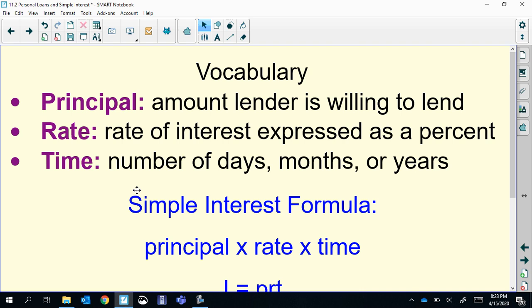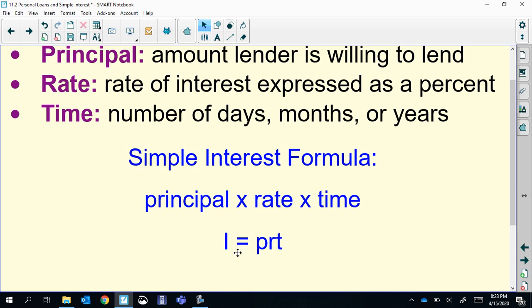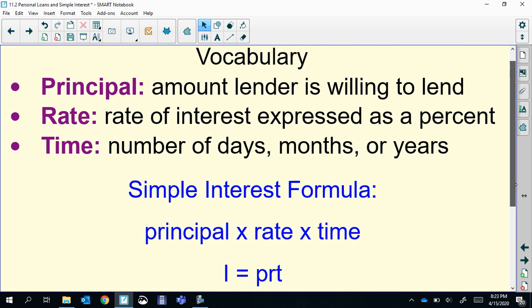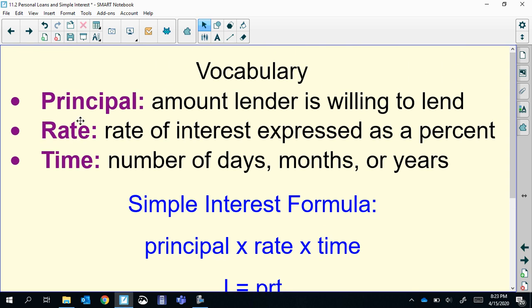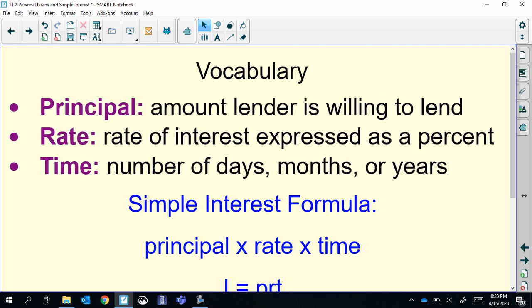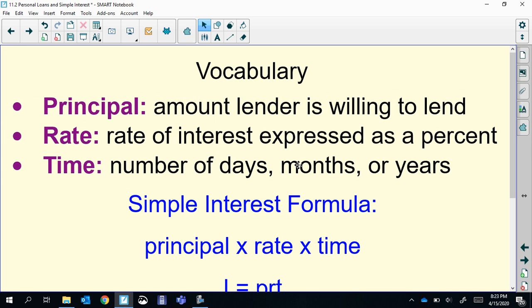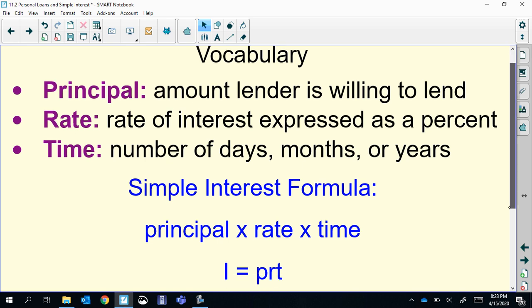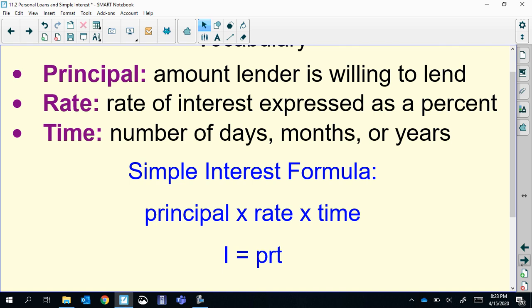So, simple interest formula is principal times rate times time. Interest equals principal times rate times time. Principal's the starting amount. Rate is like your interest rate, your percentage. And time is how many days, months, or years. Typically, we're looking at years, but I guess it depends on what your loan is for. Some places like those payday loans and things like that, those are shorter, so that would be measured in days, probably.